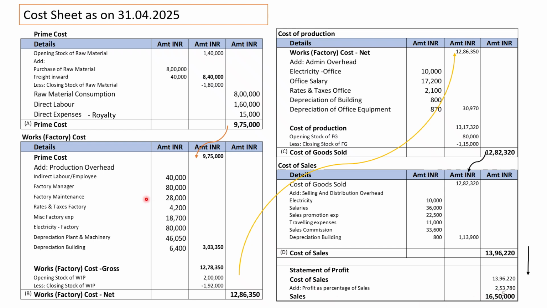Now the difference is the profit, that is sales minus cost of sales is 2,53,780. Here in this way we need to prepare a cost sheet where the cost is plotted onto the different categories: prime cost, factory cost, cost of production and cost of sales. Hope you understood the basic concept of how the cost sheet is prepared.